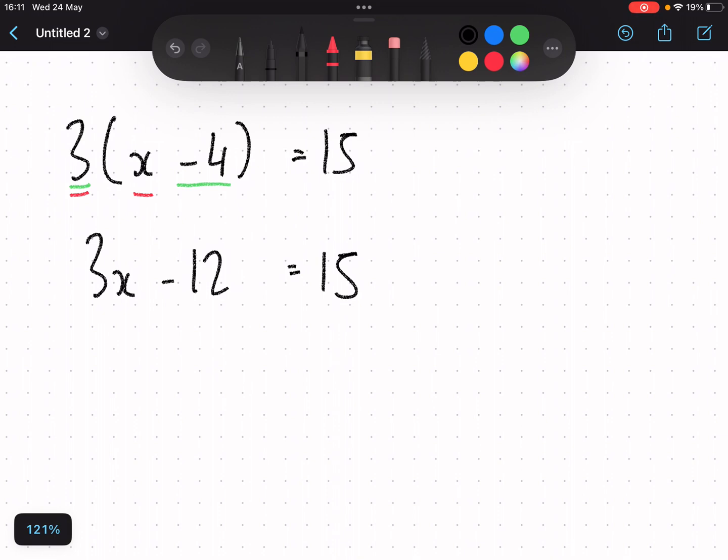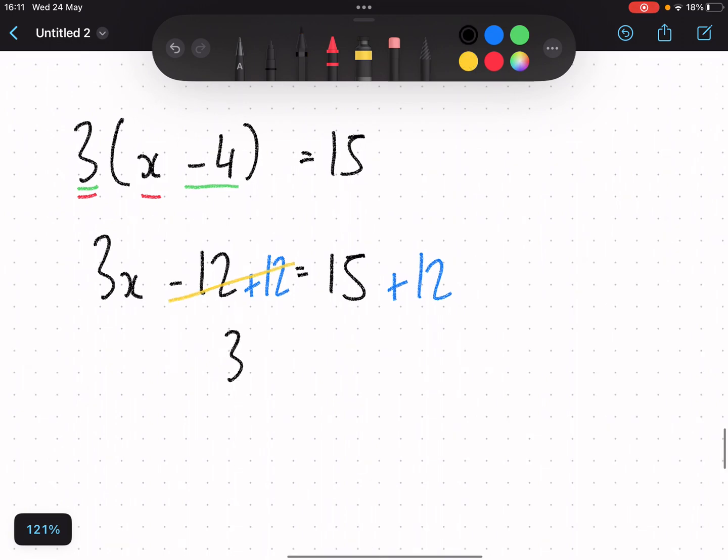I want to end up with, remember, x equals some number, so I need to get rid of the minus 12 from the left-hand side. So I'm going to add 12 to the left-hand side. If I add 12 to the left-hand side, I need to do the same thing to the right-hand side. So minus 12 plus 12 is 0. So I'm just left with 3x on the left-hand side. On the right-hand side, then 15 plus 12 is 27.